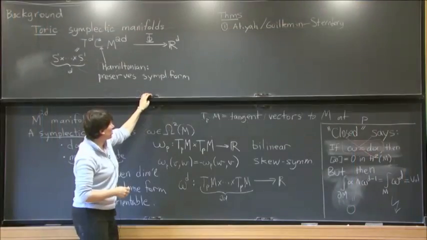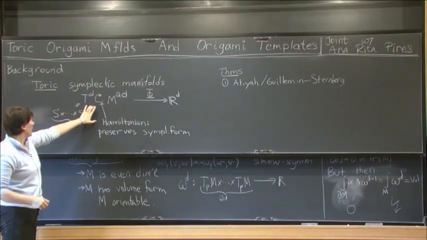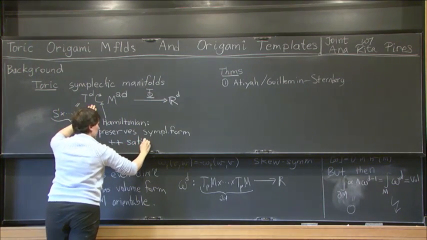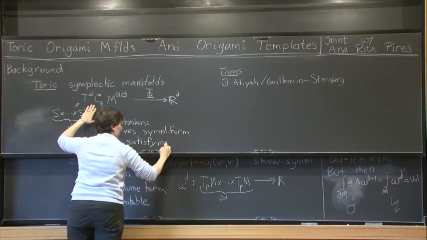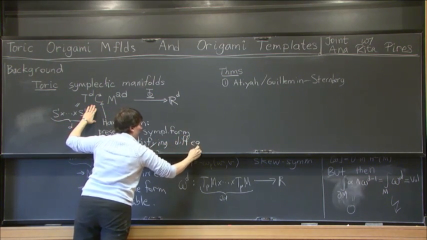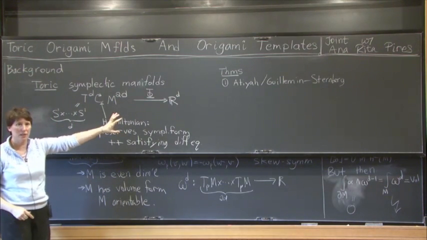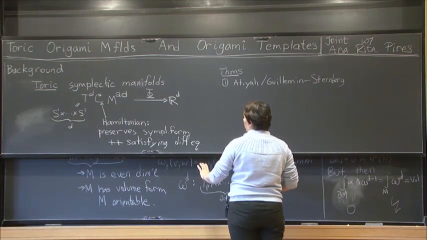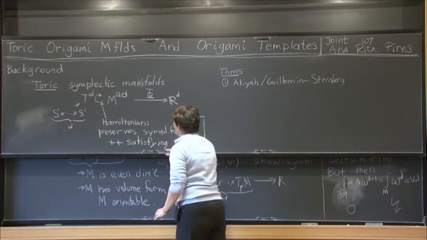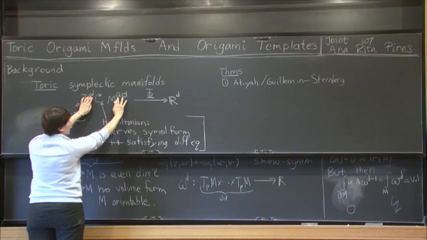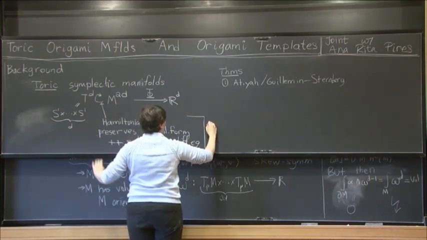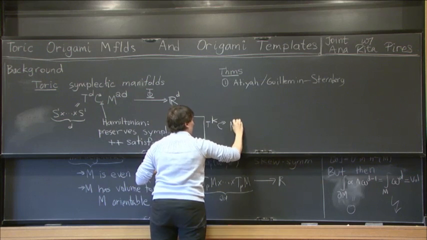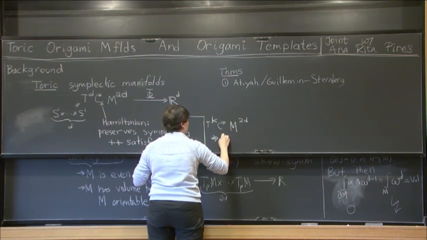I'm going to be interested in the ones where there's an action preserving the symplectic form and satisfying some differential equation. I'm happy to go through this, but I first want to tell you what the consequences are, and then you can tell me whether you want to hear the details or not. Okay, so the consequences are this. These conditions don't require D and 2D to be the same. These conditions imply that if we have T^K acting on M^2D, then K is less than or equal to D.